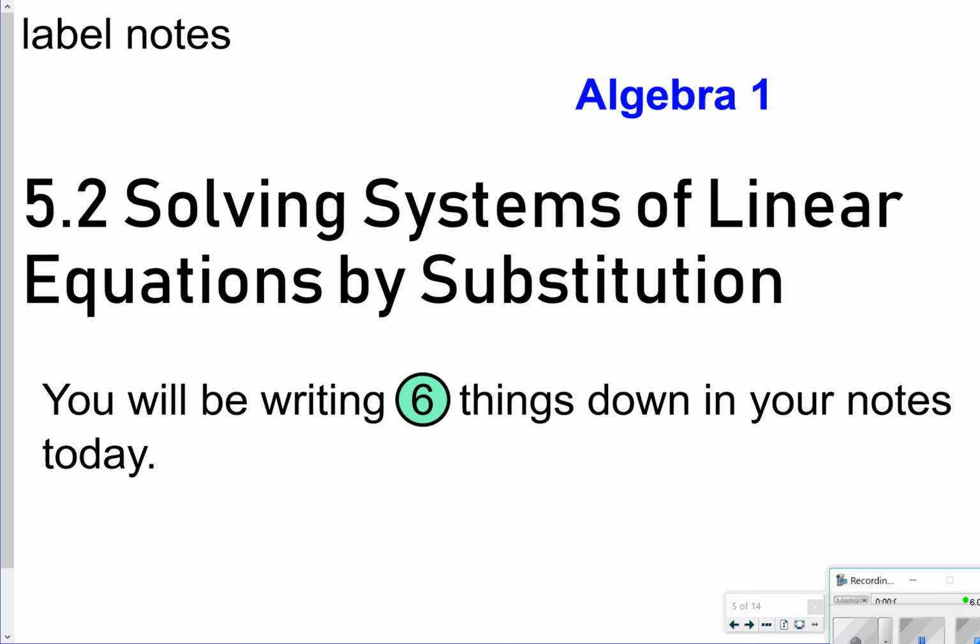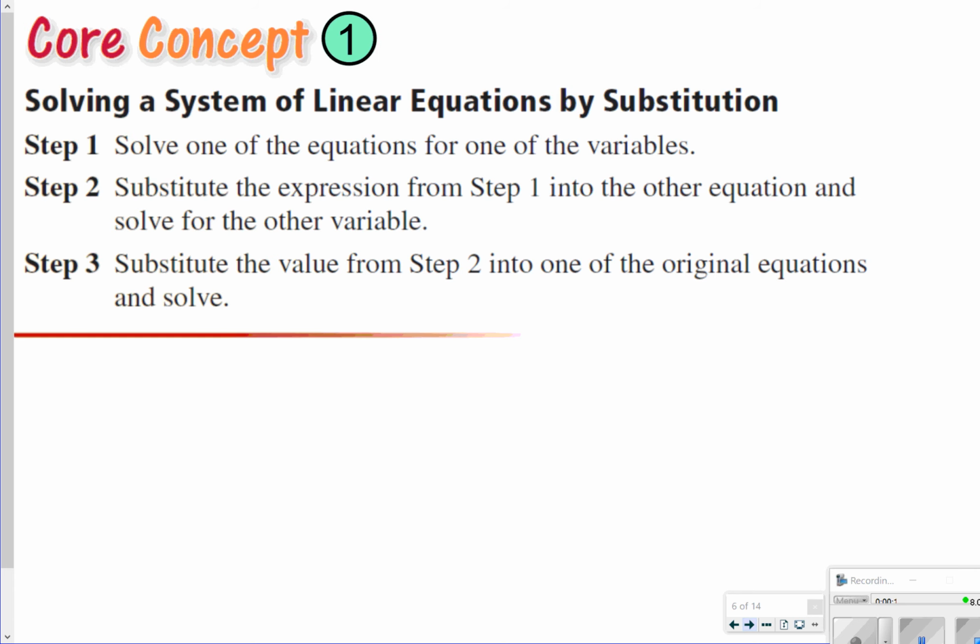Today we're going to be looking at Lesson 5.2, Solving Systems of Linear Equations by Substitution. We're going to be looking for 6 things today to write down, so let's go ahead and get started. Yesterday we solved systems of linear equations by graphing, so today we're going to look at how to substitute. The first thing we're going to write down are the 3 steps of how you would actually do this.